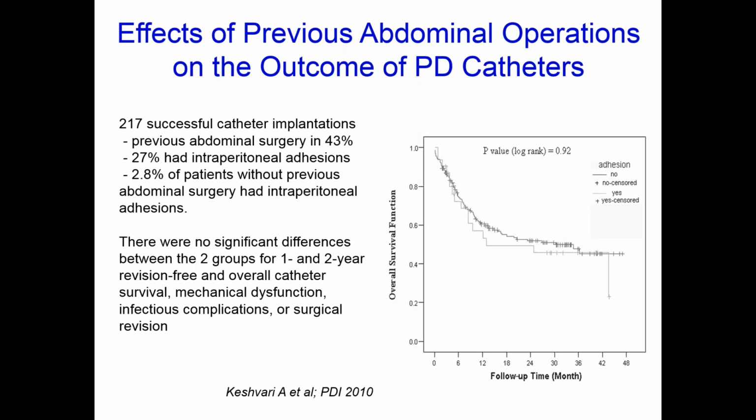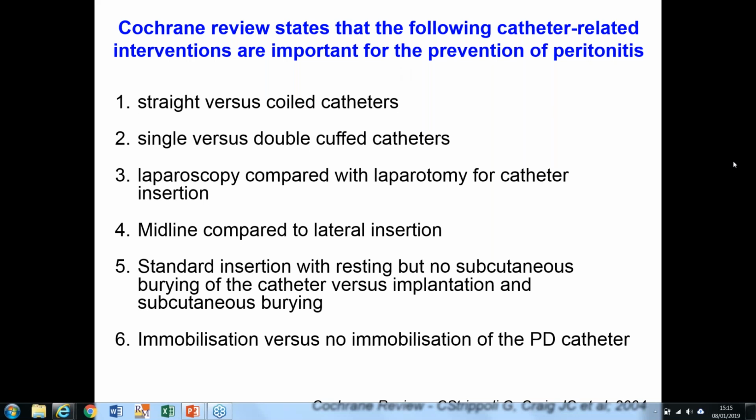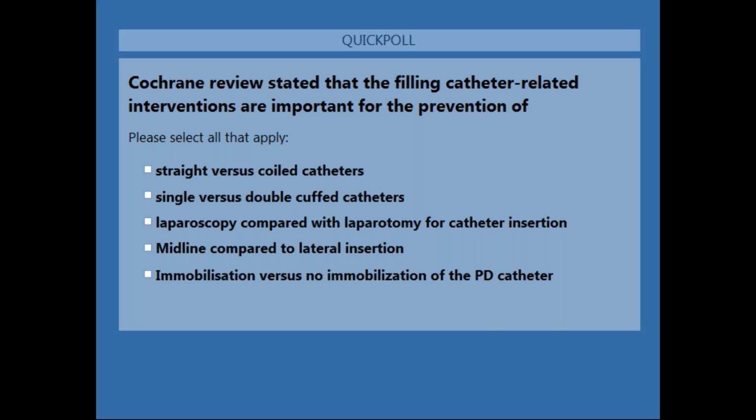Okay, so the next question is: a Cochrane review was published in 2004, which stated that the following catheter-related interventions are important for the prevention of peritonitis. If I go to the polls again and come up with this question, can you all see this? Yes, excellent, thank you. So let's go through these answers. Again, you could have multiple correct answers here. Which of the following catheter-related interventions are important for the prevention of peritonitis?